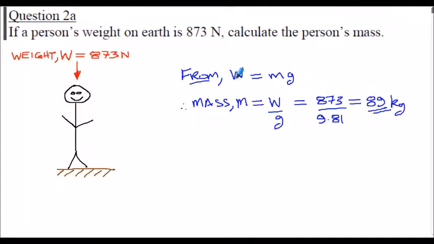We know that the weight force is equal to mass times gravitational acceleration. So rearranging for mass, we simply divide both sides by the g. So the weight force divided by the gravitational acceleration, 873 newtons divided by 9.81 meters per second squared. That evaluates to 89 kilograms. So the person's mass on Earth is 89 kilograms.